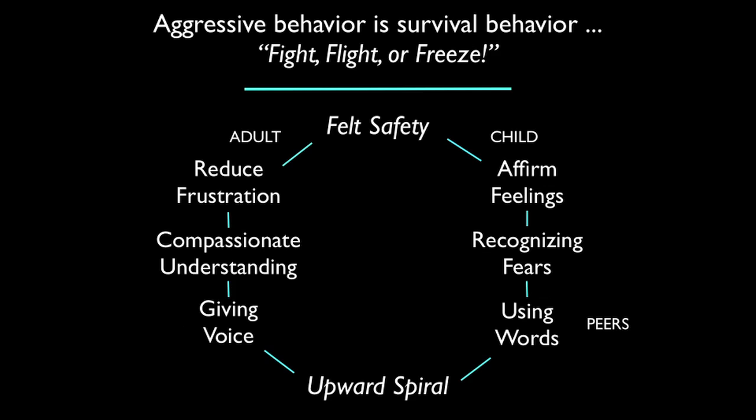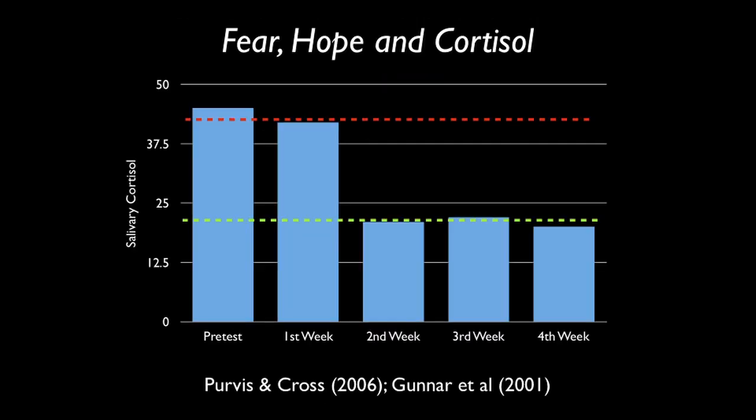On the other hand, we can recognize that aggressive behavior is survival behavior. It's part of the fight, flight, or freeze response. We can focus on the felt safety of the child. If we can help a child feel safe, we can reduce our frustration through compassion and understanding. We can try to give a child a voice. One of the strategies we use in TBRI is to ask children what they need, which is giving them a voice. We can affirm a child's feelings of fear and anger. We can recognize those fears and the sources of those fears, and we can help children learn to use their words.